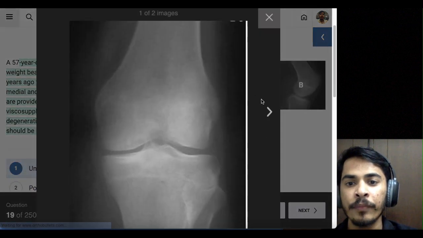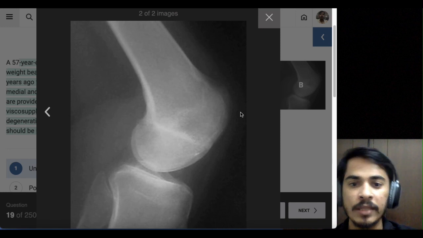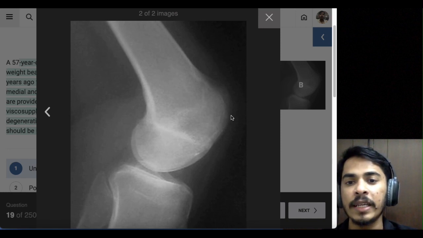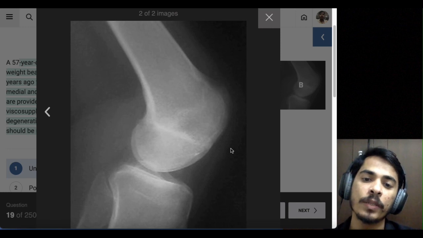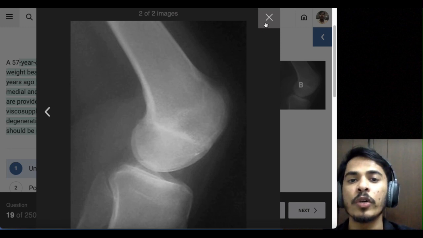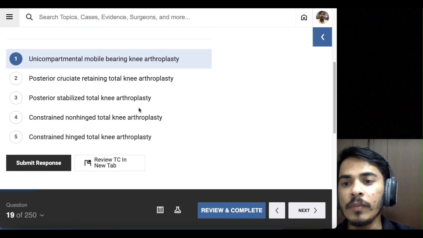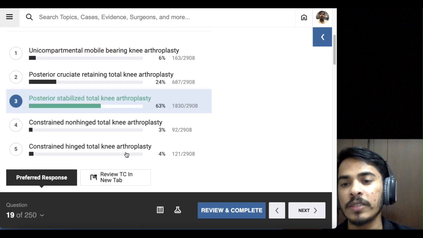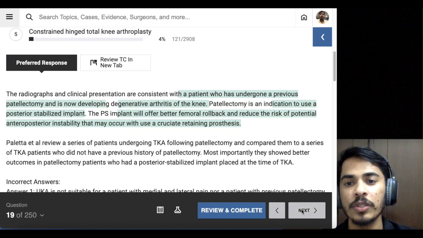Here they are asking that the patient has previously undergone a surgery, and if you are going for a TKR, what sort of TKR will we be doing? In this image, we can see that there is no patella, so the patient has already undergone a patellectomy. In patellectomy patients, posterior stabilized total knee arthroplasty is the preferred treatment.